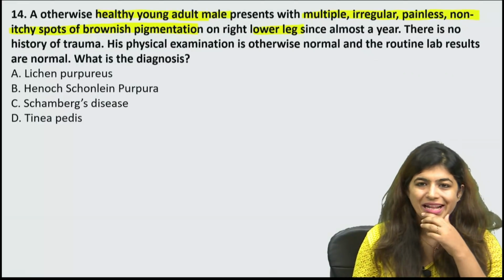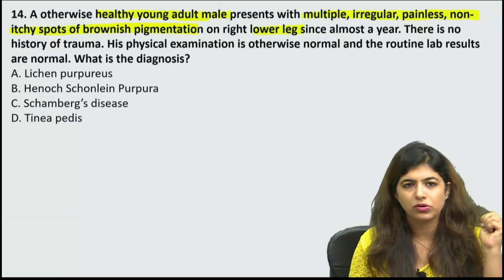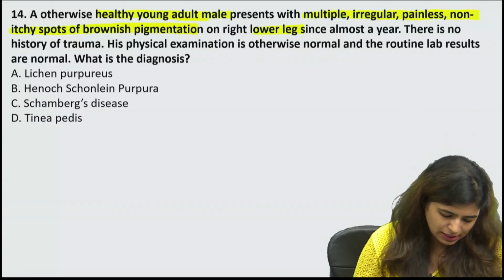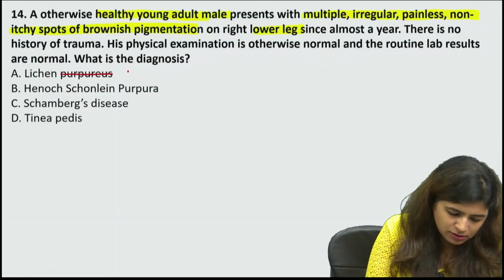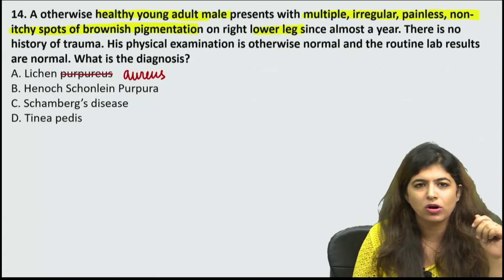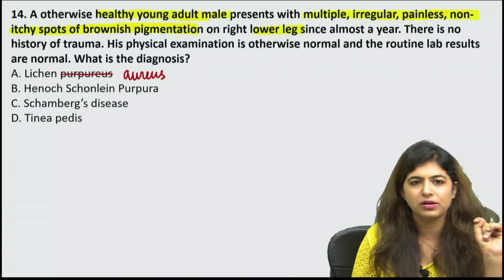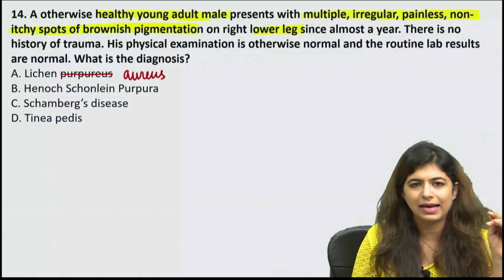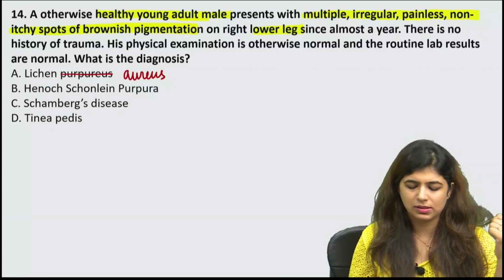Yeah, this is a slightly difficult question because we generally don't read these topics on a routine basis. There is a slight spelling error in the question here. This is lichen aureus, not purpureus. There is no entity as purpureus. The options are lichen aureus, Henoch-Schönlein purpura, Schamberg's disease, and tinea pedis. So these are the 4 options. What is the answer?